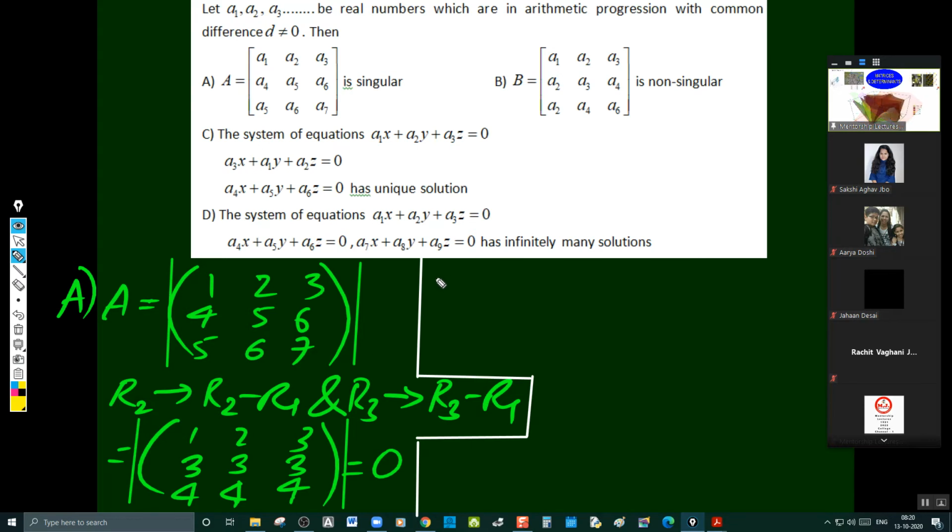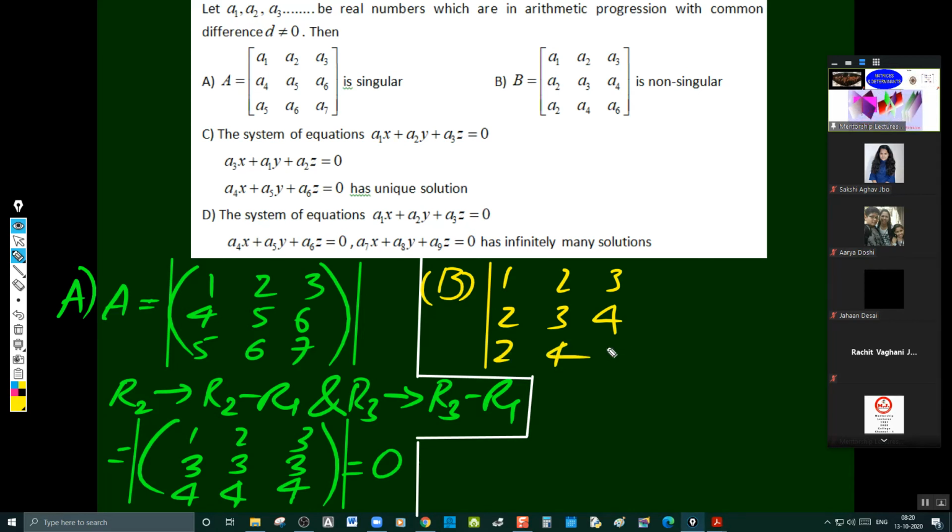Anyone? Can you give me the idea how to do that? Same manner. We have to prove that it is non-singular. We have to check whether it is non-singular or not. So 1, 2, 3. 2, 3, 4. And 2, 4, 6. Check it out, please, whether it is singular or non-singular.